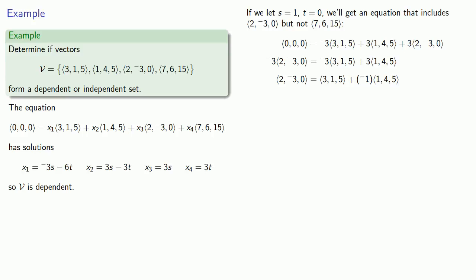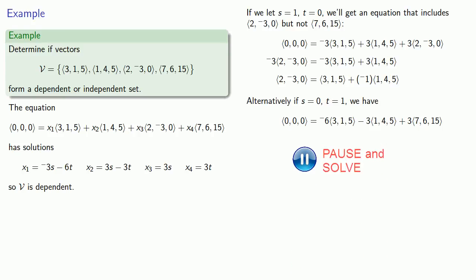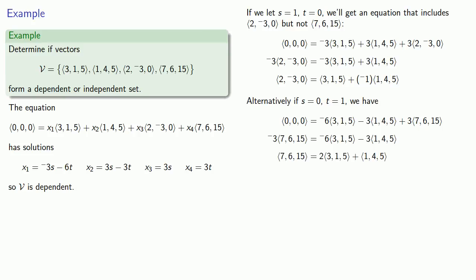Well, that works so well, let's try it again, but this time we'll let s be 0 and t equal to 1. And in this case, we'll have an equation that involves the fourth vector, but not the third vector. And so we'll be able to express 0 as a linear combination of the first two vectors along with the fourth vector. We'll be able to solve for that fourth vector, and we'll find that 7, 6, 15 is 2 times 3, 1, 5 plus 1, 4, 5.